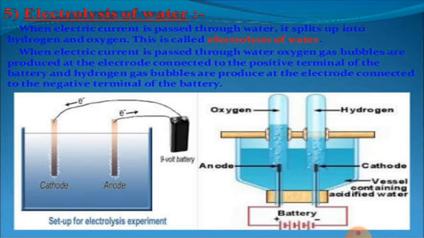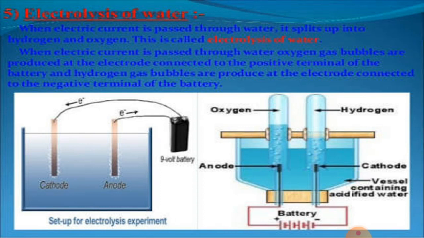So I have told you what anode is and what cathode is. Anode means the electrode that is connected to the positive terminal of the battery, and cathode means the electrode which is connected to the negative terminal of the battery. So we pass the electricity through the given electrolytic solution, and here we have taken tap water.